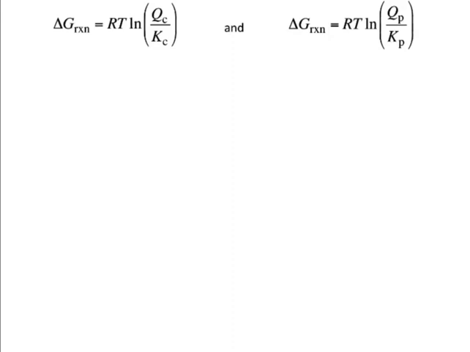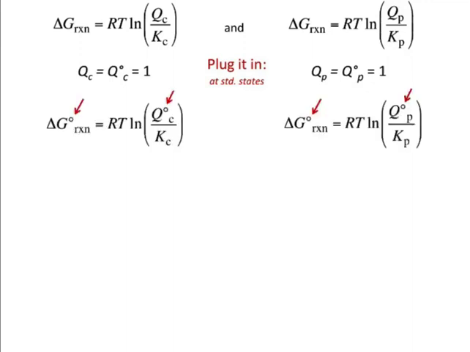Alright, so let's keep going with this. Let's take the equations that we had on the previous slide, and let's plug in this new thing. So say we're at standard states, so our reaction quotient is going to be equal to the standard state reaction quotient, which is equal to 1. And we can do this for both concentration on the left and pressure on the right. And so we get this. We just plug this in, basically added a degree sign here, which puts us at standard states.